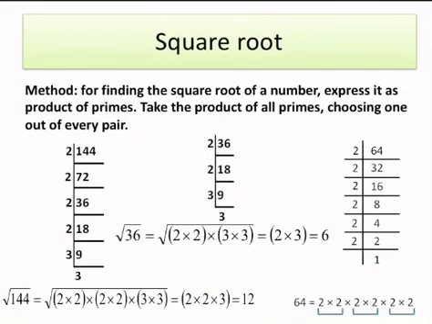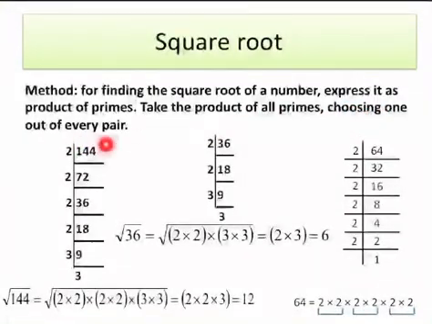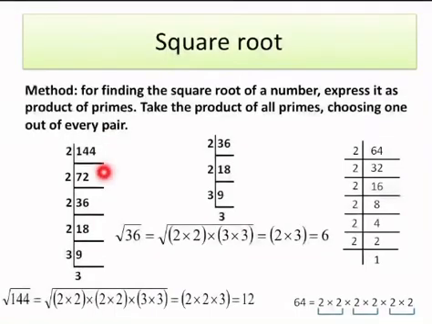So there is one method we are going to follow for finding the square root of a number. We have to express it as a product of primes, then take the product of all primes, choosing one from out of every pair. So I have taken one or two or three examples over here. First of all we are going to find the prime factors of the number. Let's start with 36. Factors of 36 are 2, 2, 3 and 3.